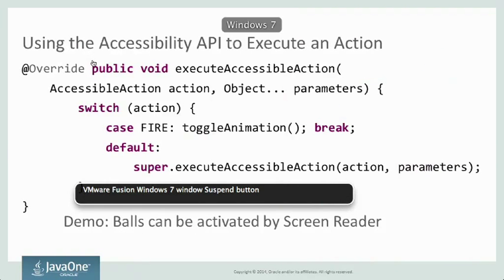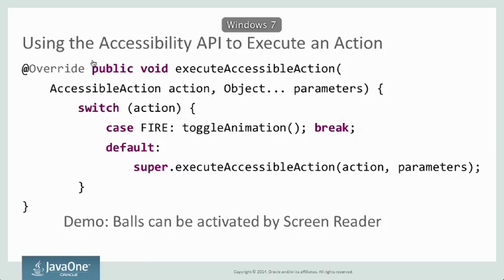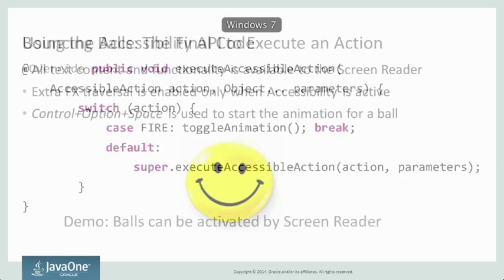VMware Fusion, Windows 7 window. Suspend button. Thanks a lot. Full screen, go back to here. Java window. Fourth bouncing ball. Space with applications Java, Eclipse. Oh, come on. Command function F5. You are currently on the VoiceOver off. Thank you. It's actually not bad. He's a nice guy. I don't mind.